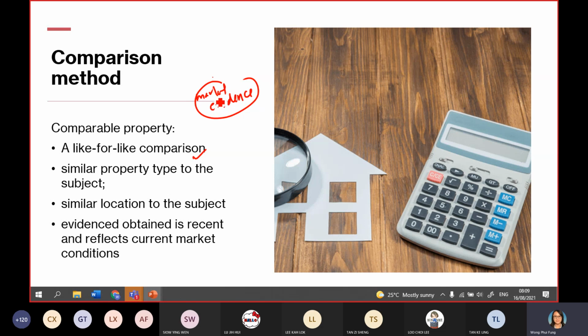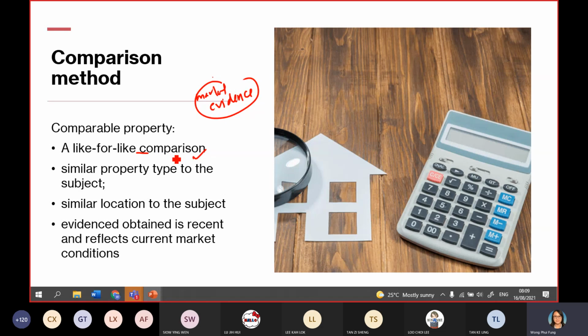Similarly for property, when you want to determine the selling price, your property is compared with the others on the market. If you want to propose residential, of course, you want to find another residential property to do the comparison. This is what we call like for like.